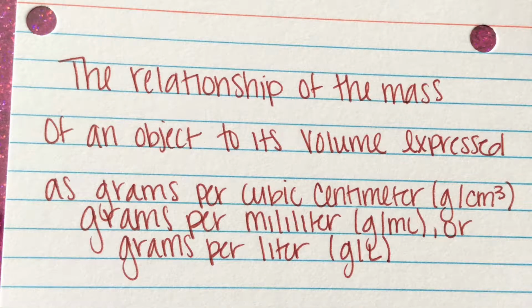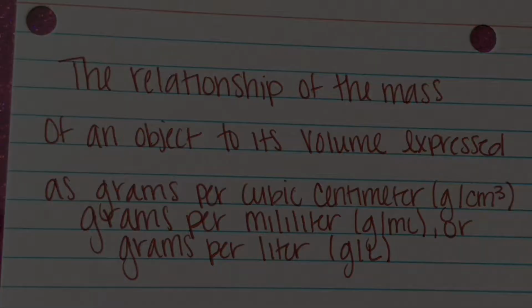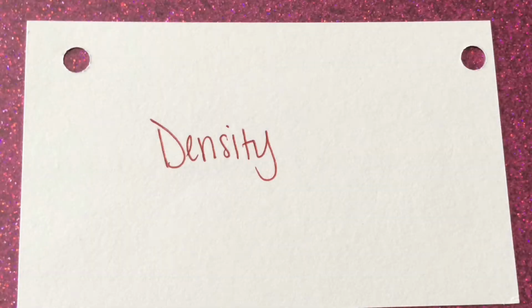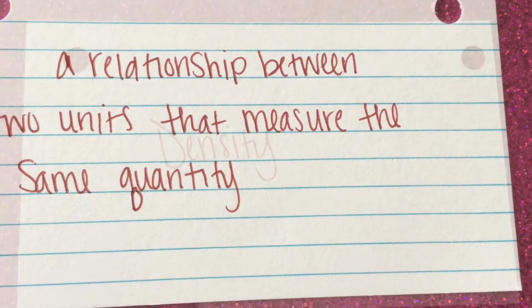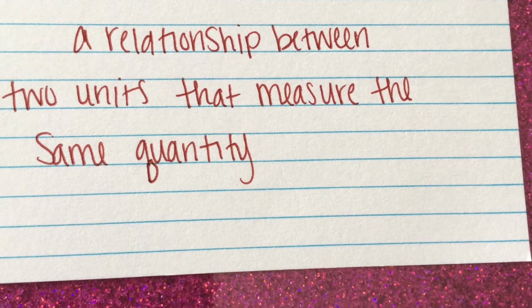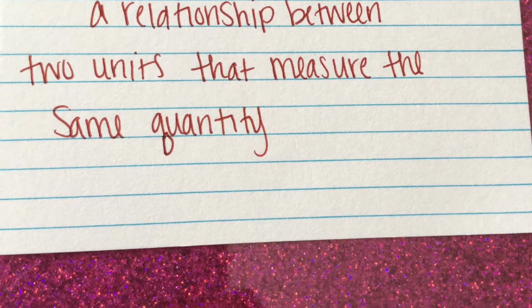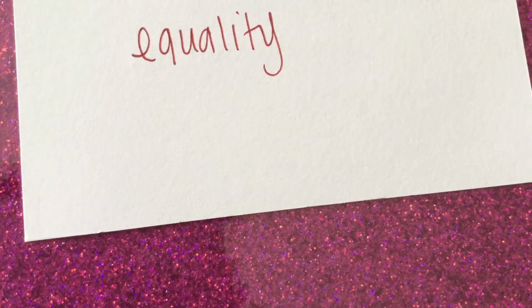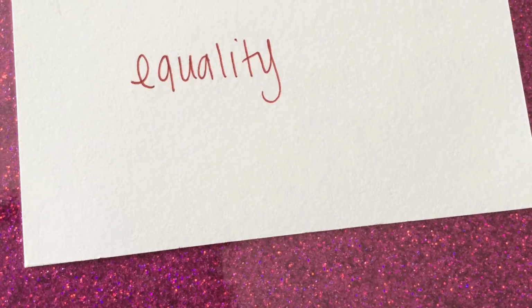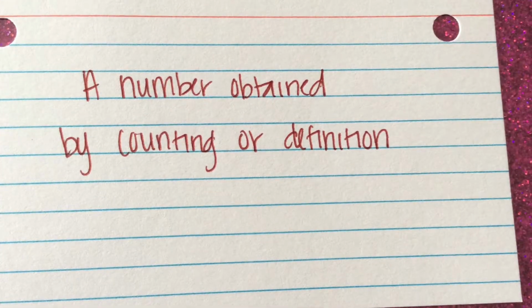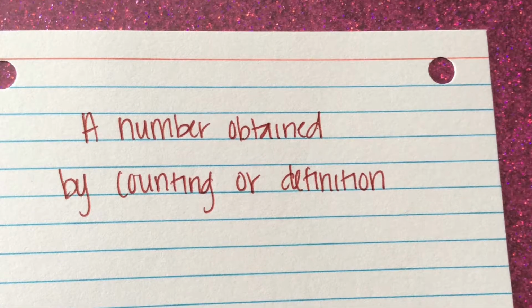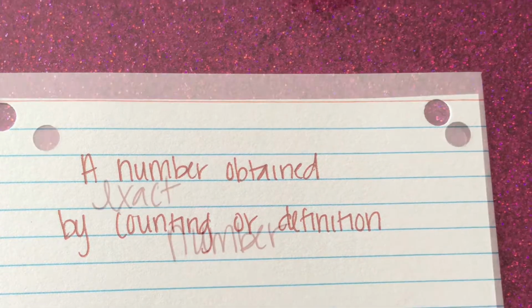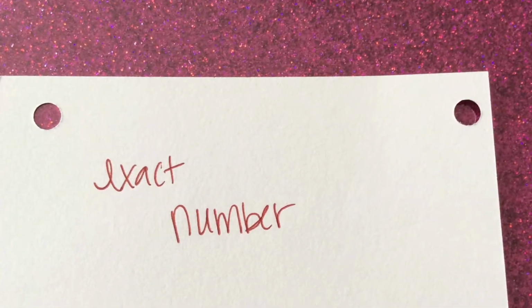The relationship of the mass of an object to its volume expressed as grams per cubic centimeter, grams per milliliter, or grams per liter. Density. A relationship between two units that measure the same quantity. Equality. A number obtained by counting or definition. Exact number.